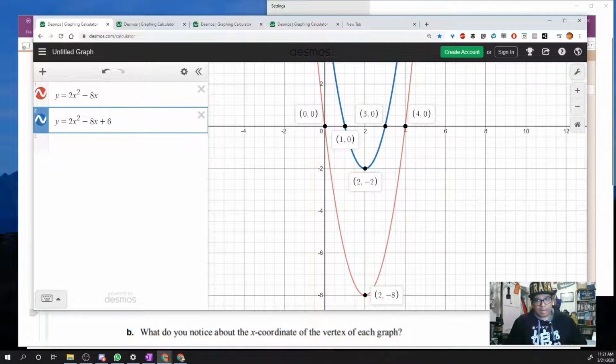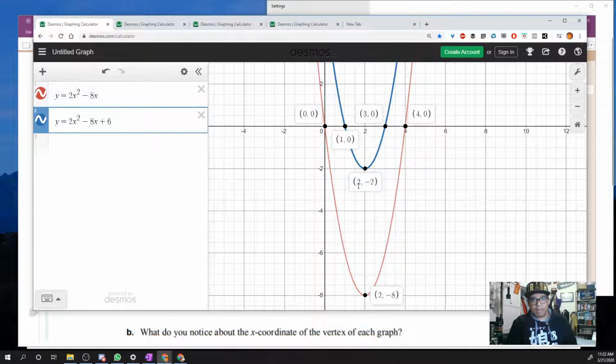Okay, so I've gone ahead and graphed them on Desmos. As you can see, I also took the time to label all the requisite parts here. You're going to notice we have the intercept at 0, 0 for the red curve, which happens to be 2x squared minus 8x. Right over here, we have the other intercept of that red curve, 4, 0. And down over here is the vertex, 2, negative 8. For the blue curve, we have intercepts at 1, 0 and 3, 0, and the vertex at 2, negative 2.